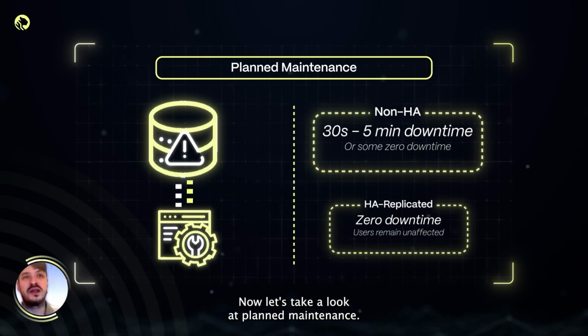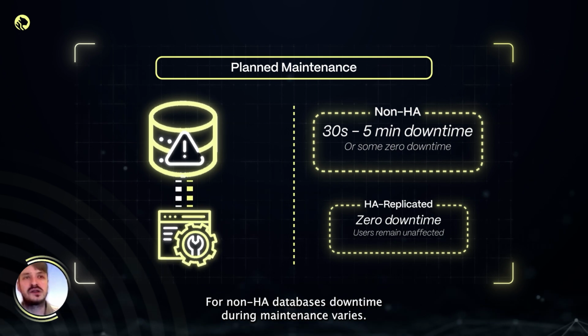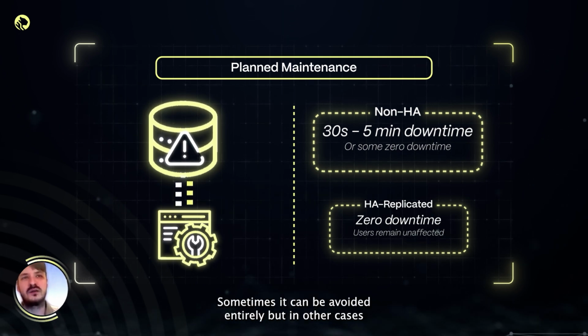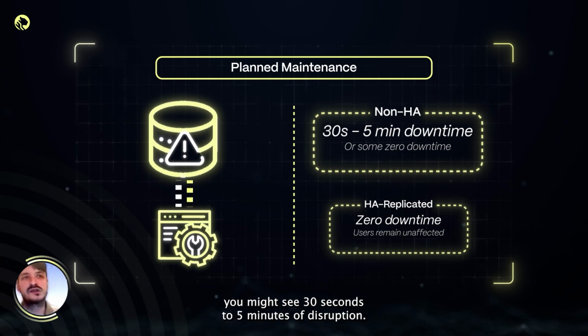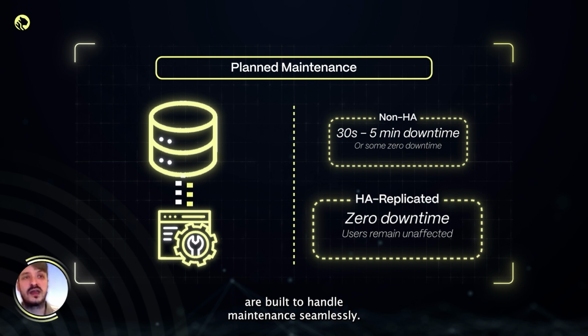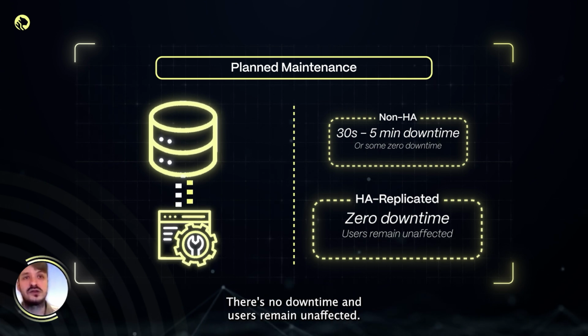Now let's take a look at planned maintenance. For non-HA databases, downtime during maintenance varies. Sometimes it can be avoided entirely, but in other cases, you might see 30 seconds to 5 minutes of disruption. HA databases, on the other hand, are built to handle maintenance seamlessly. There's no downtime and users remain unaffected.